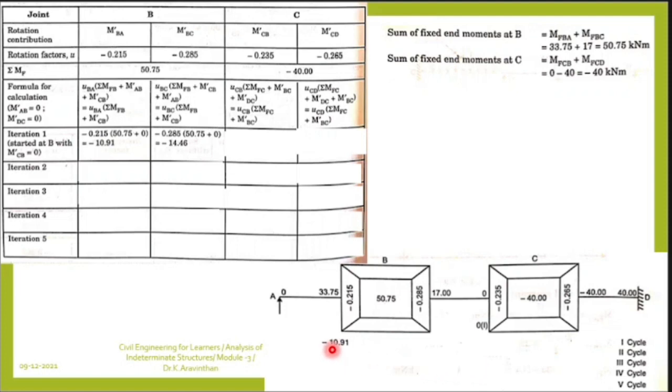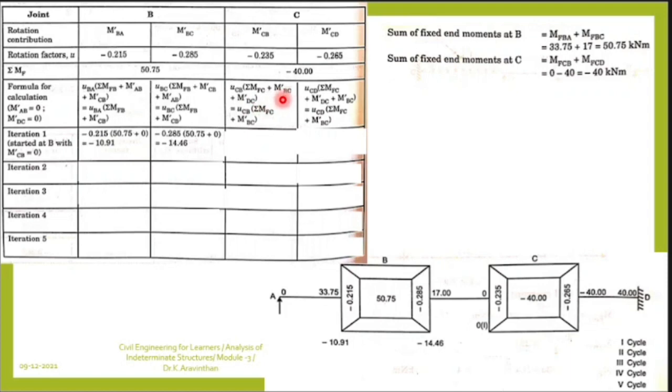So first value is 10.91, and how to calculate the second cycle value is you have to multiply minus 0.285 into 50.75. So this will be your answer here. The same is written, minus 14.46. So minus 14.46 will be here. And while making the values for C to B, what is the formula? You know, summation of MFC. What is that? Minus 40 into minus 0.235 plus what is M dash BC?